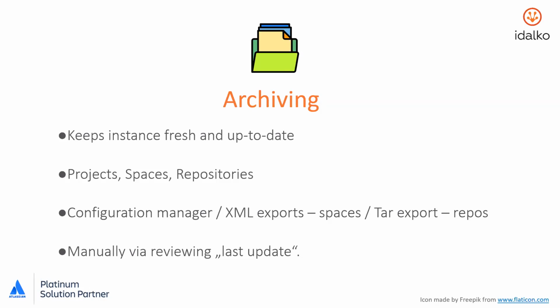the archived objects. A more granular way and a more expensive one is to export projects via Configuration Manager or spaces and repositories via the native capabilities of Confluence and Bitbucket. Again, confirming their usage and their integrity in the process of archiving.